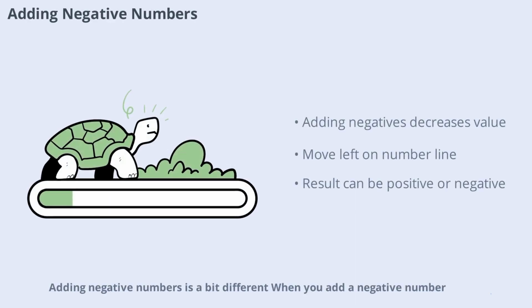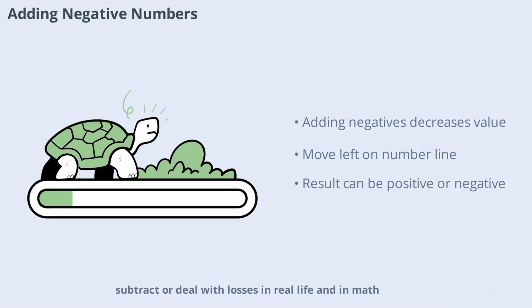Adding negative numbers is a bit different. When you add a negative number, you're actually moving to the left on the number line, decreasing the total. For example, 5 plus -3 equals 2. This operation is like taking away from what you have. Understanding this helps you handle situations where you need to subtract or deal with losses in real life and in math.